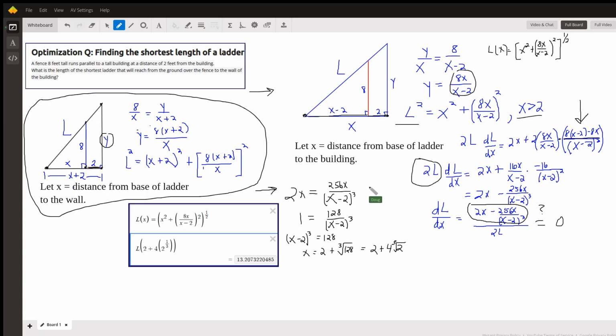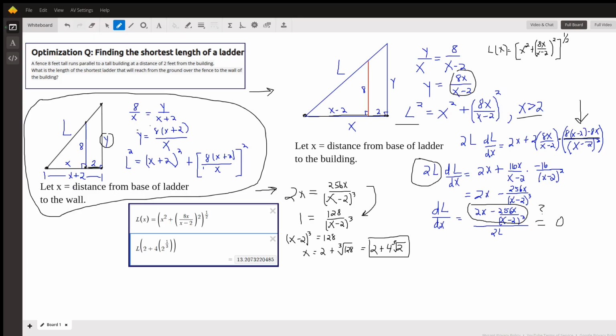Well, you might notice when I went from here to here, I divided both sides by 2x. Normally, you can't do that because you could be dividing by 0. But since we know x is greater than 2, it's okay to divide both sides by 2x. So (x minus 2) quantity cubed equals 128. Take the cube root of both sides and then drag the negative 2 over, and there is the value of x that generates the minimum ladder length.